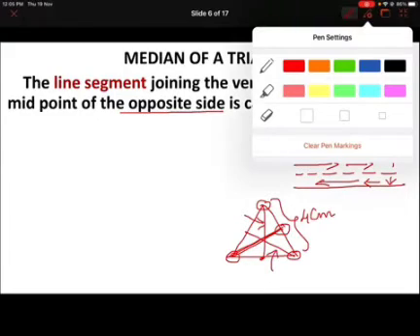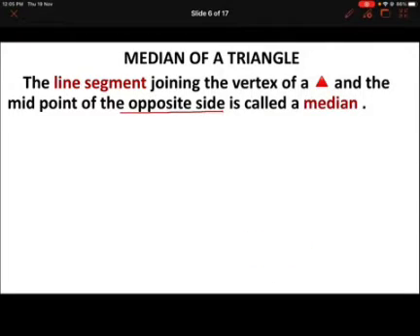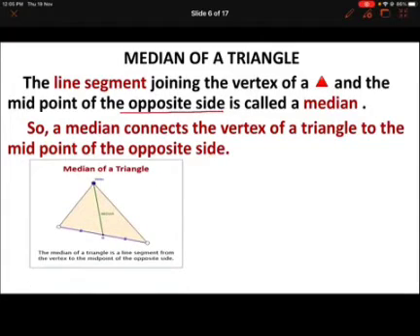How many medians are there now? There are 3 medians, children. Okay. So, how do we define? The line segment joining the vertex of the triangle and the midpoint of the opposite side. Please remember, opposite side. That line segment is called median of the triangle. Okay, children? So, the median connects the vertex of a triangle to the midpoint of the opposite side. I hope it's clear.